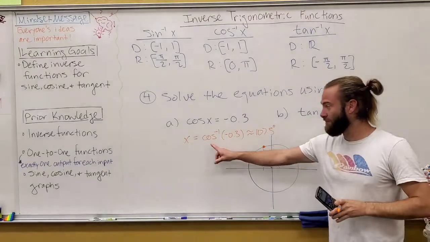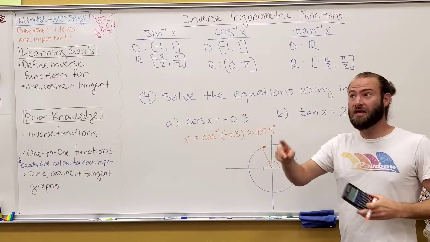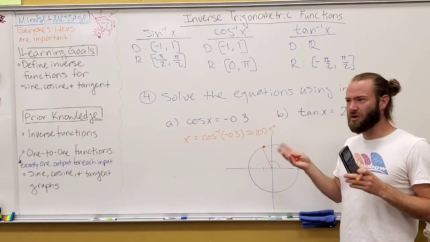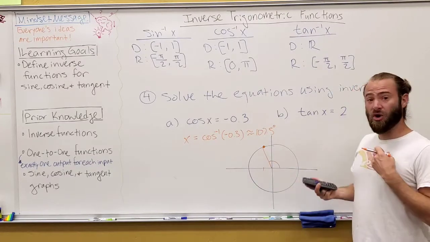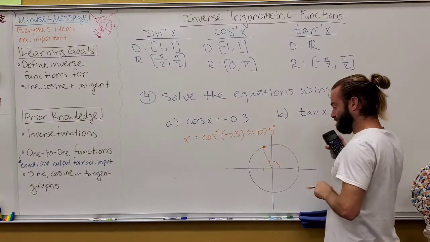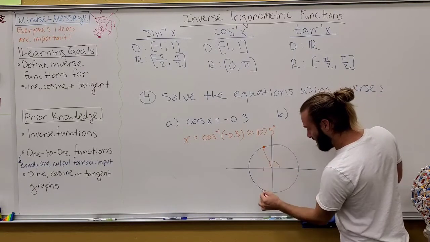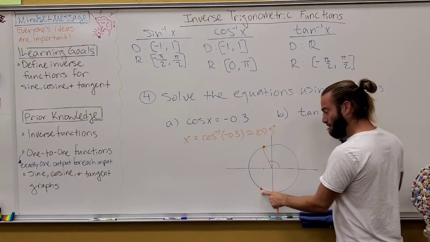And you'll notice, when I plug cosine inverse of something in, my calculator only spits out one thing. It's because your calculator requires it to be one-to-one. It can't really work very well to say, okay, it could be this or this, if you get what I mean. We know, though, that there are actually two locations on the unit circle that have that same cosine value, right? The other one would be down here.